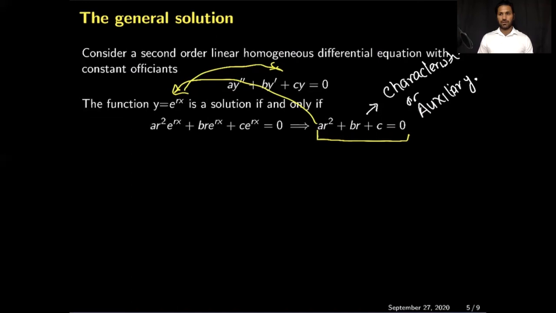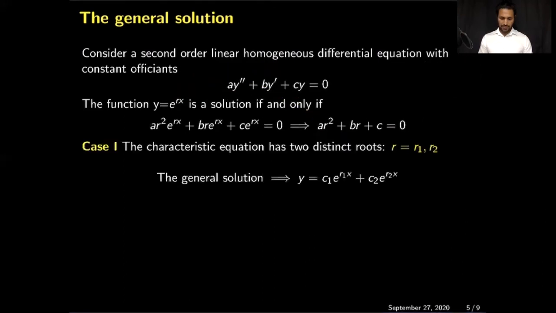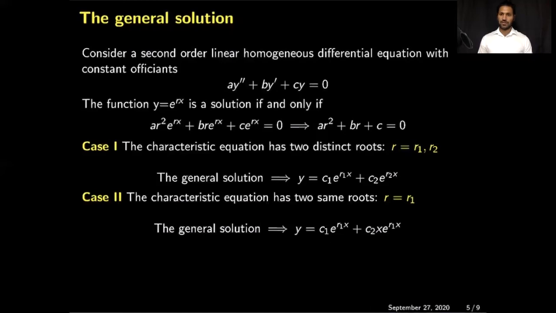The form of the general solution of our differential equation will depend on the nature of the roots of this quadratic equation. In case number 1, if the characteristic equation has two distinct roots, then the general solution will be y equals some constant c1 e to the power r1 x plus a second constant c2 e to the power r2 times the independent variable x. If we have a repeated root, let's suppose r1 is a repeated root, then the general solution will look like y equals c1 e to the power r1 x plus c2 x e to the power r1 x, with an extra x, the independent variable.